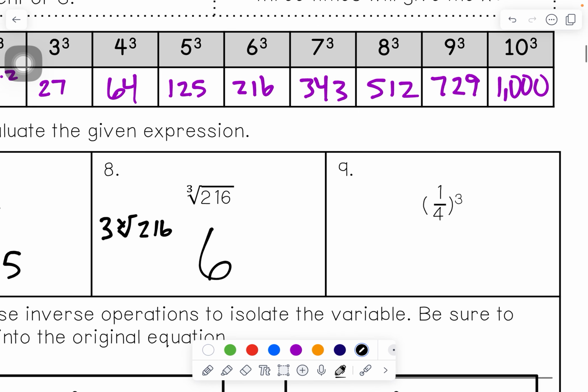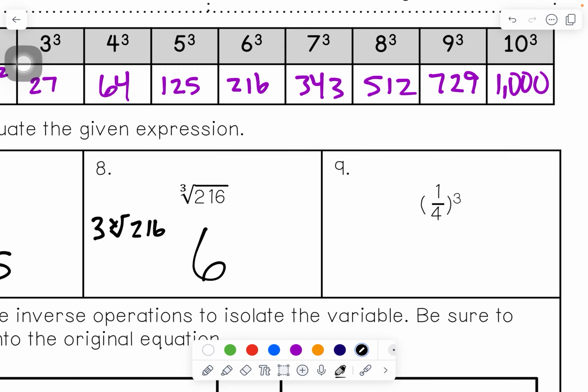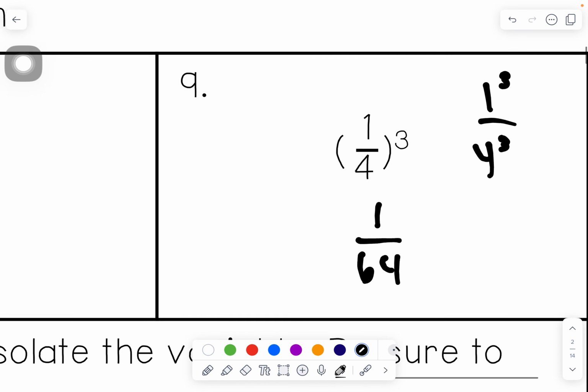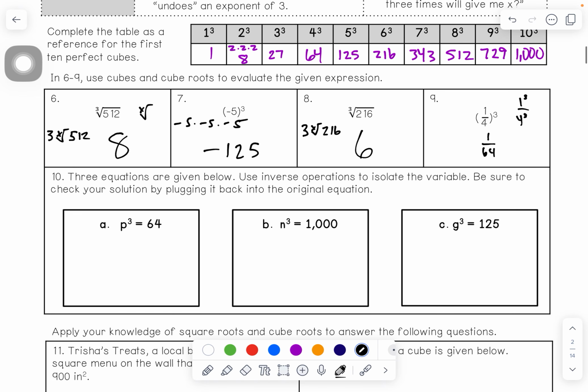And last up, 1/4 cubed. Anytime you're cubing a fractional value, you can always use your calculator, but one thing I want to teach you is that by hand, you would just cube each part of this separately. So 1 cubed over 4 cubed ends up giving me 1/64. Now the calculator probably gave you a decimal for that if you used it.